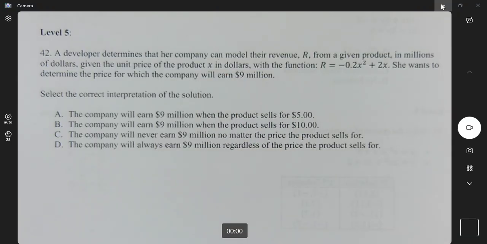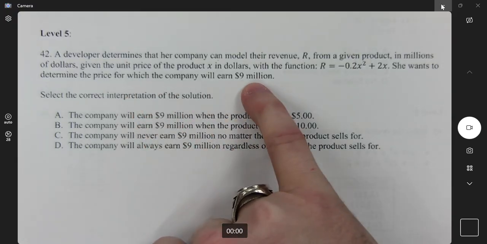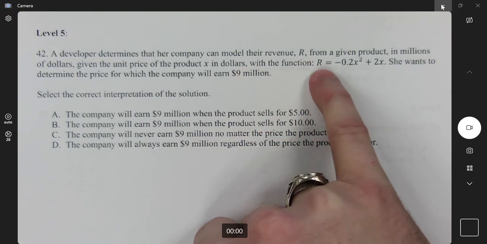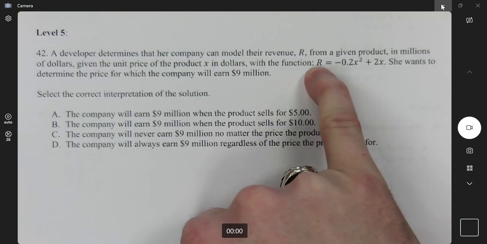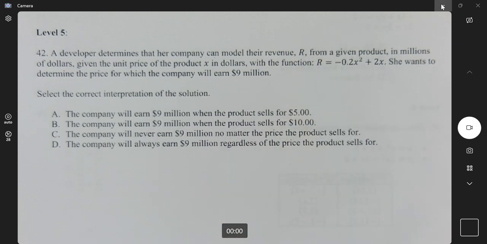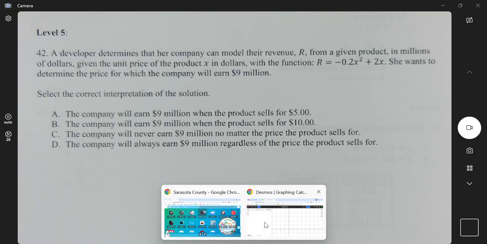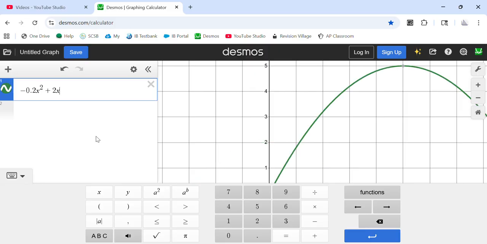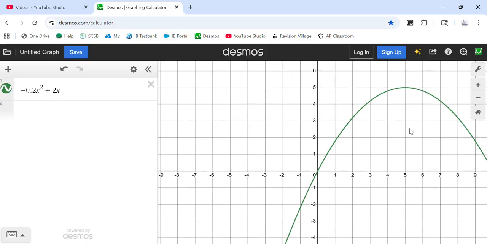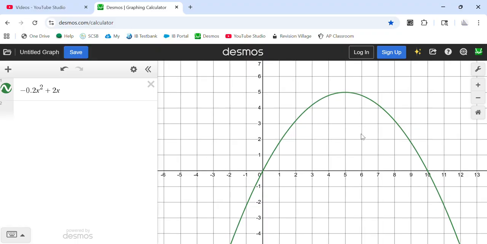She wants to know the price that she would need to sell her things for in order for her company to earn $9 million. So we want this R to be equal to 9 million. Now remember, this is in millions, so we actually just want it to be equal to 9. So we'll go to Desmos and we will type the equation that you see right there. Negative 0.2 x squared plus 2x, and we want to know when that hits y equals 9.